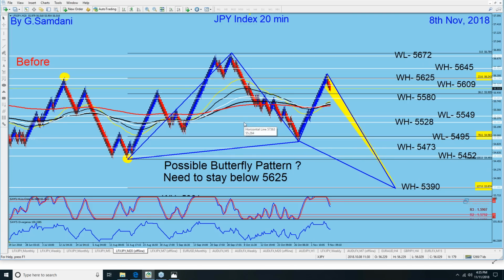We just saw that euro yen and pound yen both are getting weaker, and with the help of yen, if yen is getting strong, euro yen we saw is dropping.